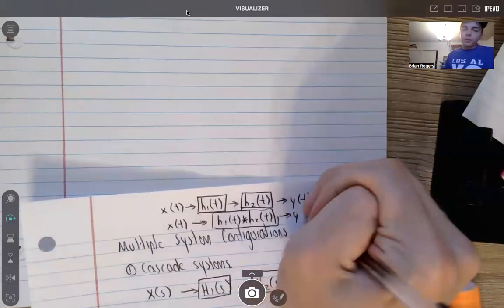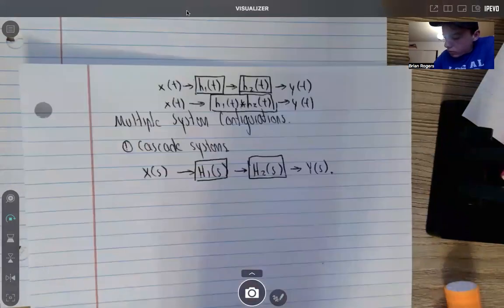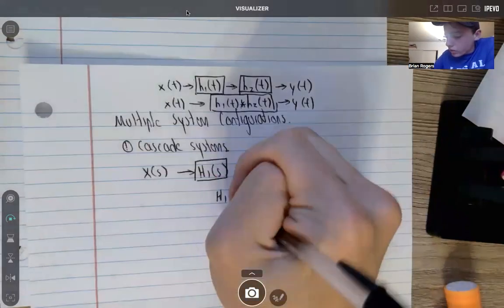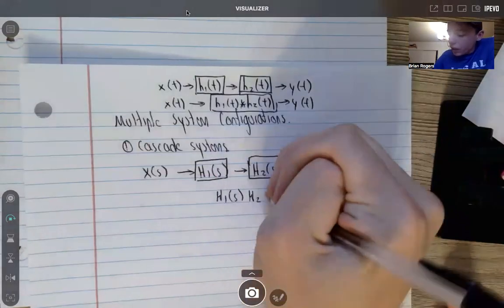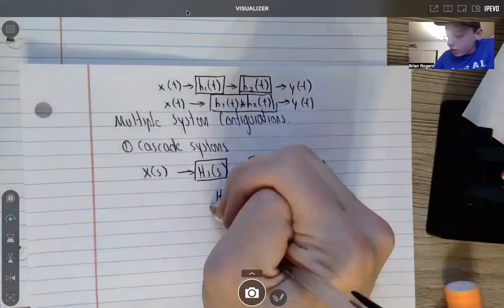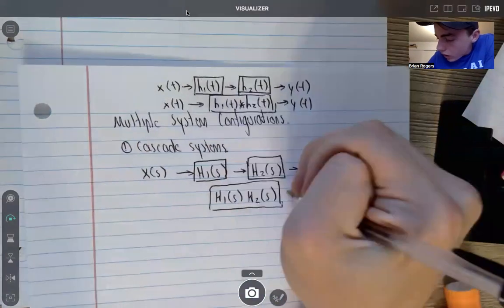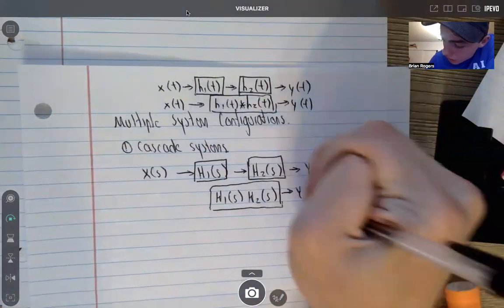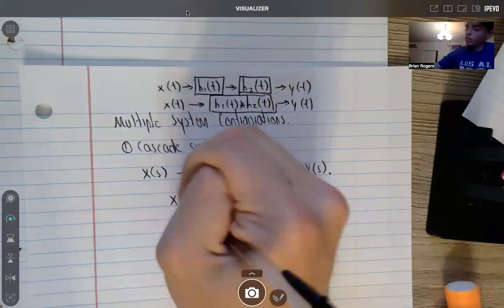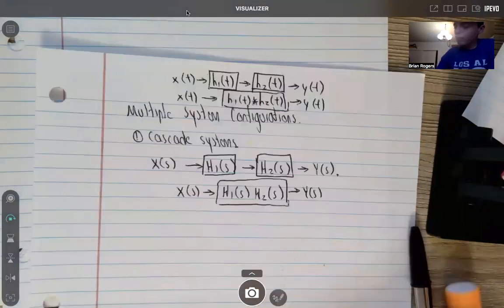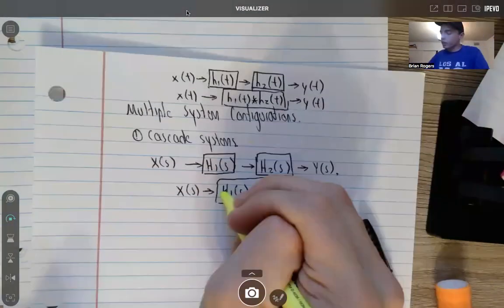However, we're dealing with the frequency domain right now. So this is h1 of s multiplied by h2 of s. Because remember, convolution becomes multiplication in the frequency domain. That's a big thing to pick up on. And so this becomes y of s and then x of s. So that's the big thing about cascade: you multiply both of them. h1 of s multiplied by h2 of s.